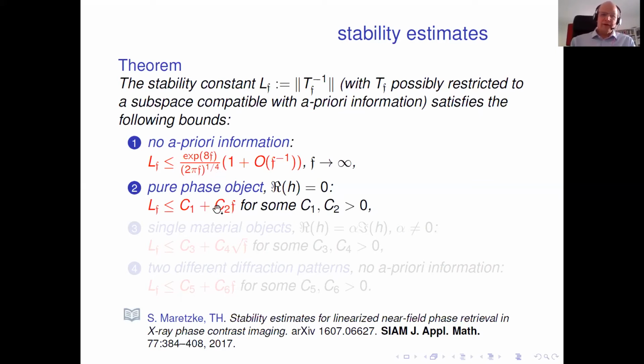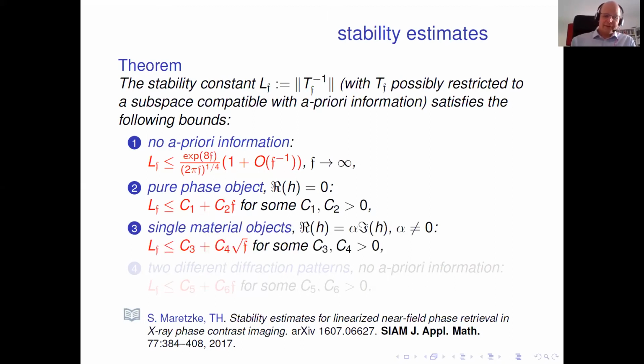So then we also considered the case that we have further a priori information, for example, that we image a pure phase object. So the imaginary part of the refractive index is 0. And in this case, we have a much more favorable stability bound. It does not increase exponentially, but only linearly in F. And here actually the technique of proof was entirely different. We looked at zeros of the Fourier multiplier and analyzed those.